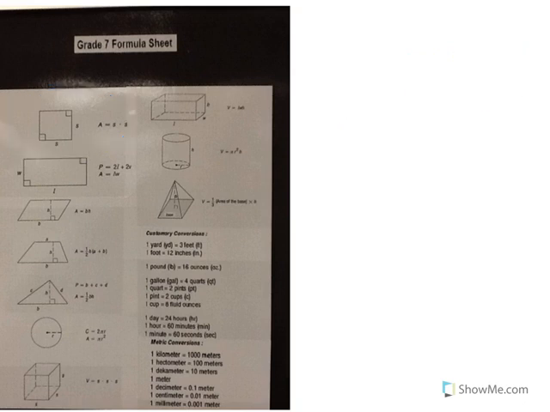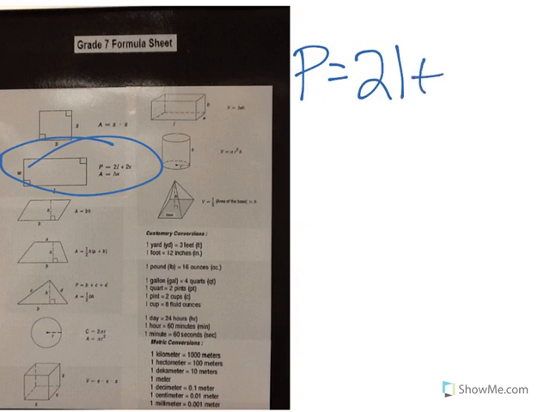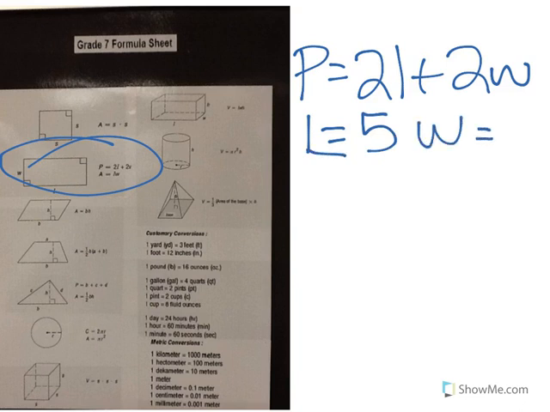Alright, let's get a little more complex than that square, so let's look at the rectangle. We have perimeter equals 2L plus 2W. Well, we first need to know what the L and what the W represent. The L represents the length of the rectangle and the W represents the width. So if I tell you the length is 5 and the width is 6, we can find the perimeter.